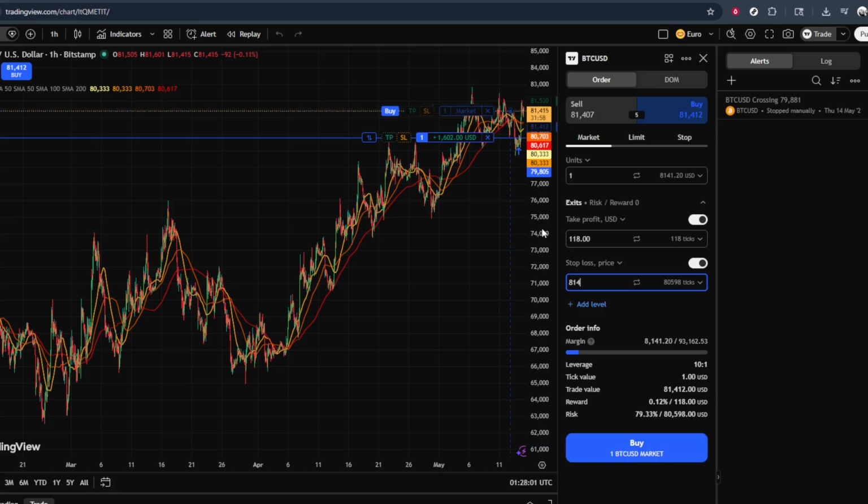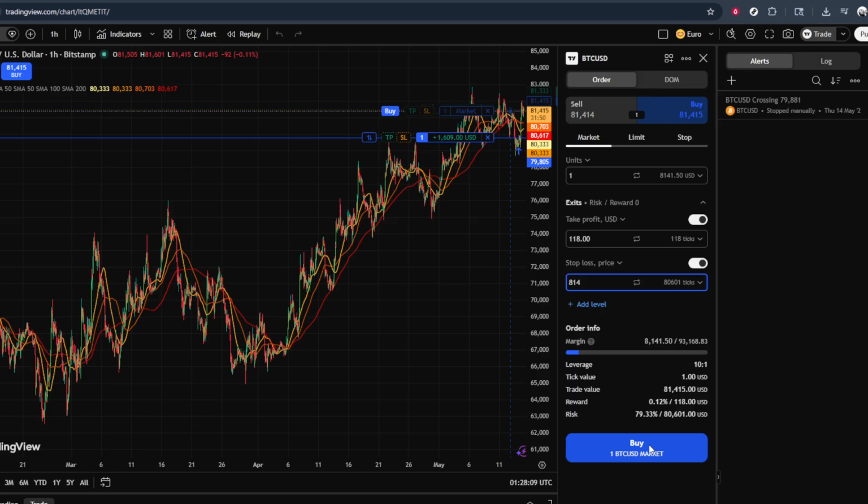As soon as you turn these on, additional fields or lines on the chart will appear, allowing you to define exactly where you want your position to close in profit and where you want it to close to limit your loss. Now it's time to type in the price levels you want to execute.